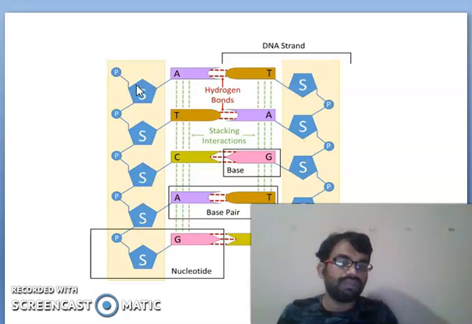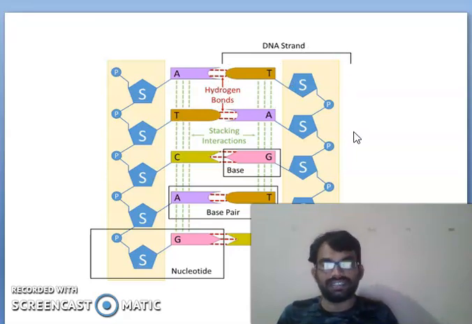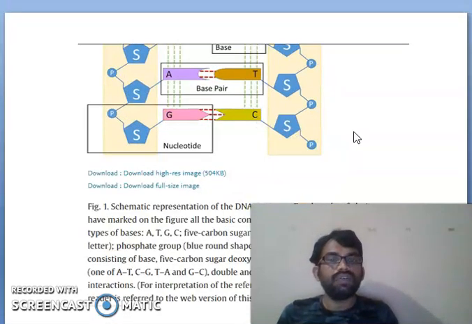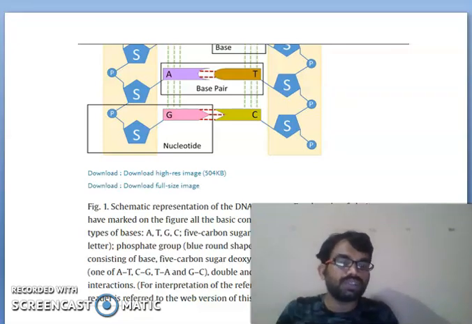You can see here one of the sugar molecules, and this is the phosphate group and its interaction with the base pairs, and this is the hydrogen bonds. This is called a DNA strand. Now you can see clearly the schematic diagram representation: what are base pairs, what is a base and what are nucleotides.